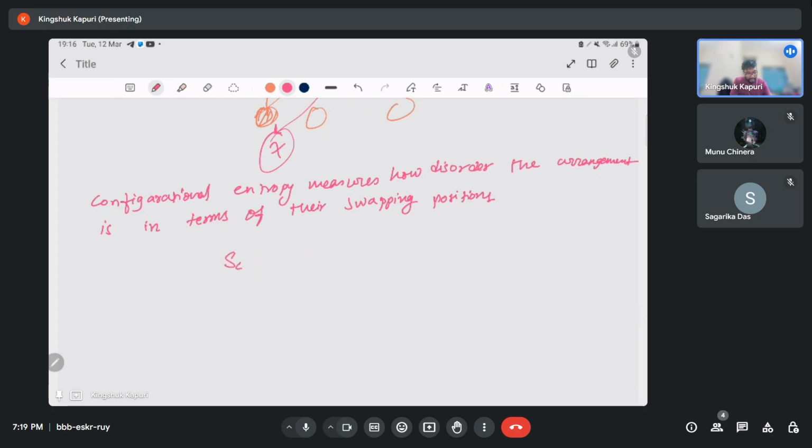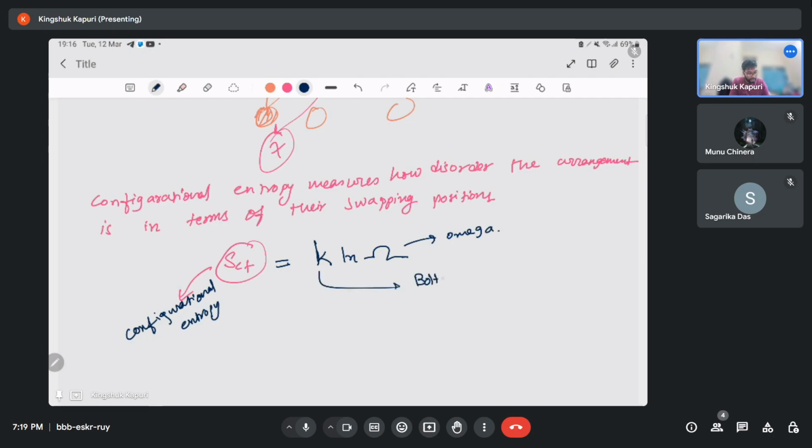SCF is the term through which we mark the configurational entropy, equals k ln omega, and this k is the Boltzmann constant. This equation was first given by Boltzmann. Also k equals R by N0. I will come to this term, and this is omega.